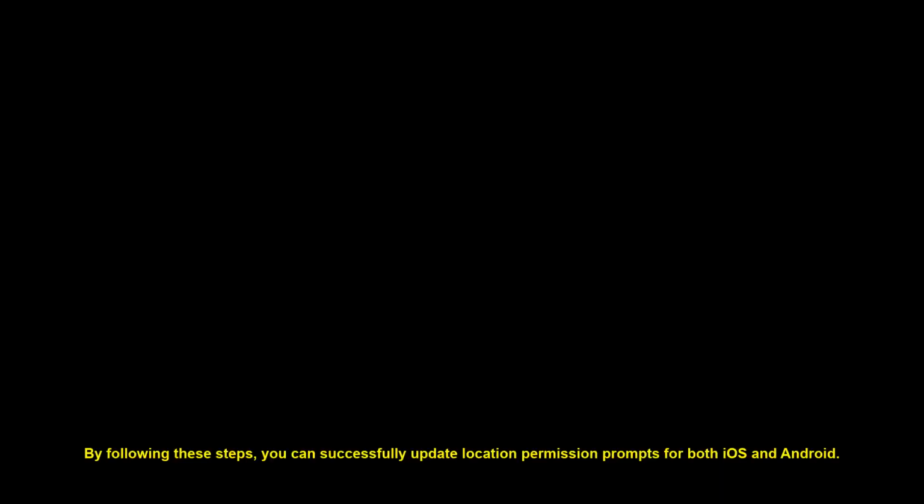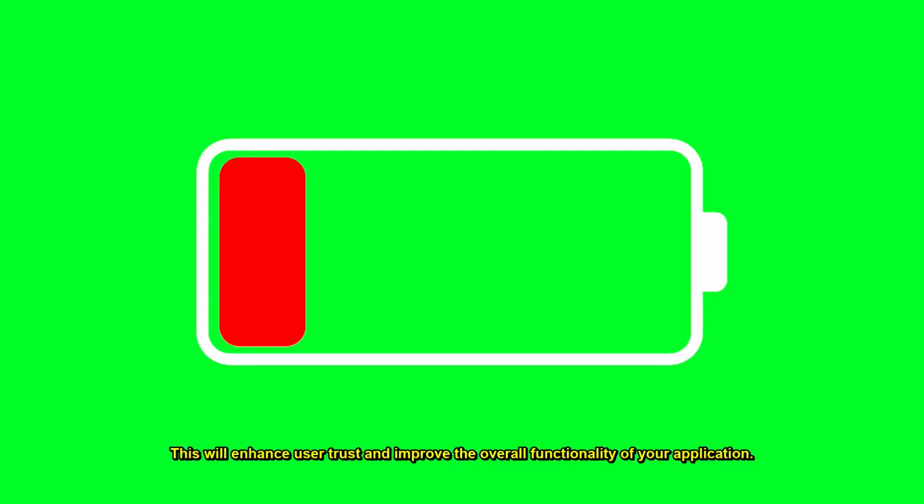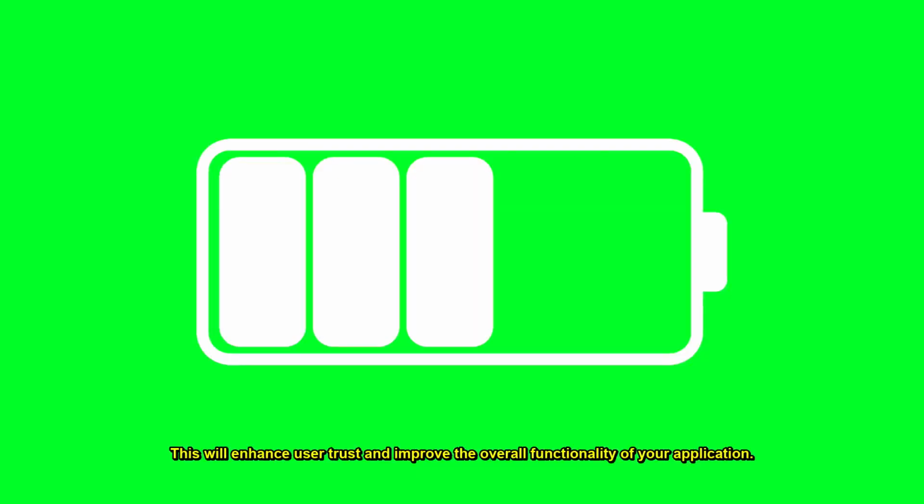By following these steps, you can successfully update location permission prompts for both iOS and Android. This will enhance user trust and improve the overall functionality of your application.